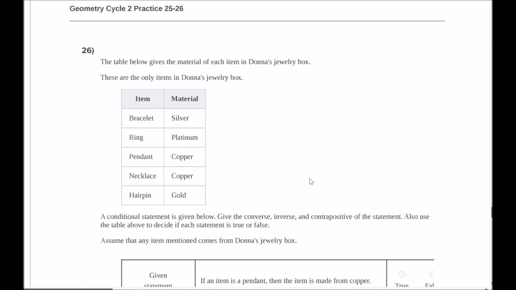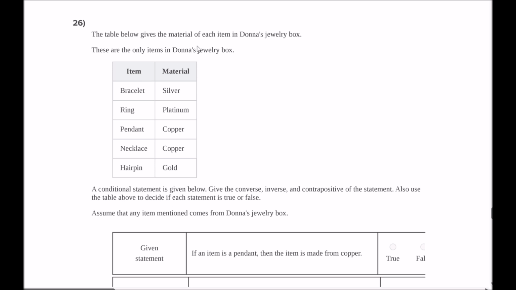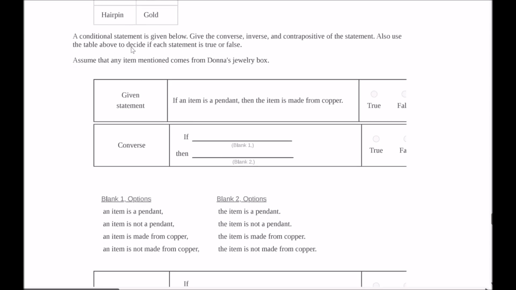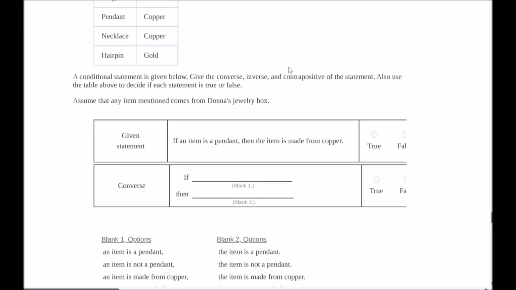All right, so number 26. Wrap this up shortly. The table below gives the material of each item in Donna's jewelry box. These are the only items in her jewelry box. Okay, so we have a bunch of items and then their materials. Okay, a conditional statement is given below. Give the converse, inverse, and contrapositive of the statement and use the table above to decide if each statement is true or false. Assume that any item mentioned comes from Donna's jewelry box.